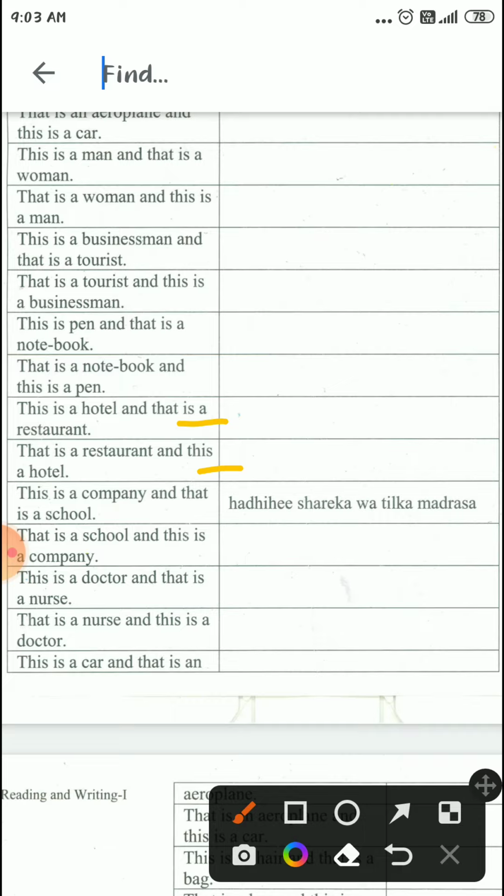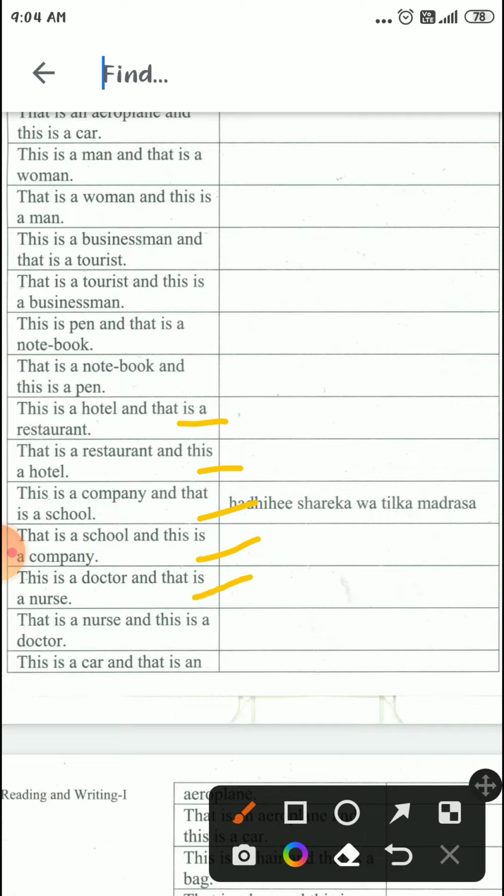وهذا فندق. This is a company. هذه شركة. And that is a school. وتلك مدرسة. That is a school. تلك مدرسة. And this is a company. وهذه شركة.